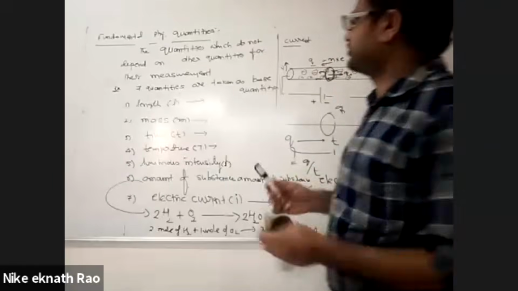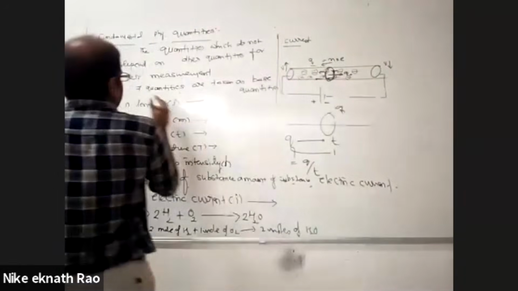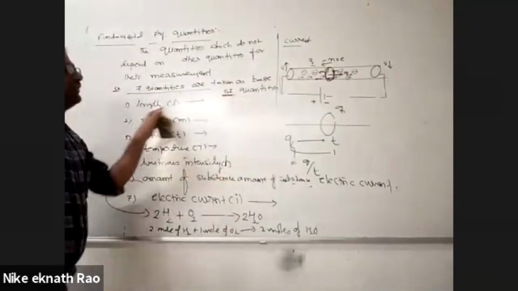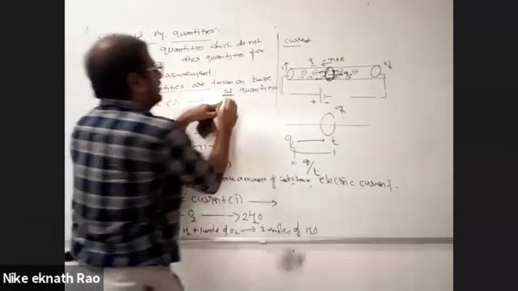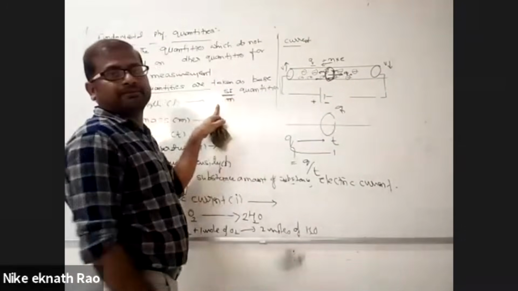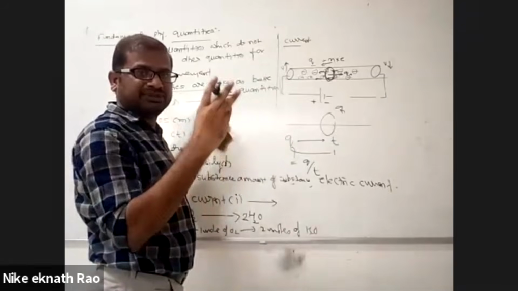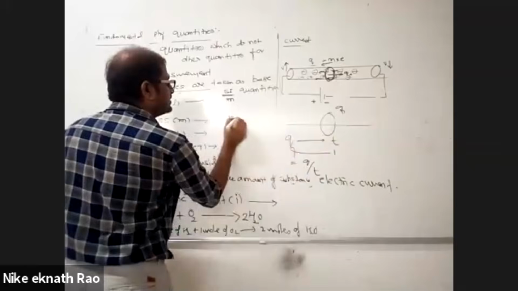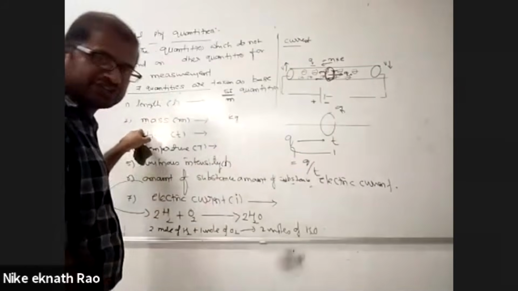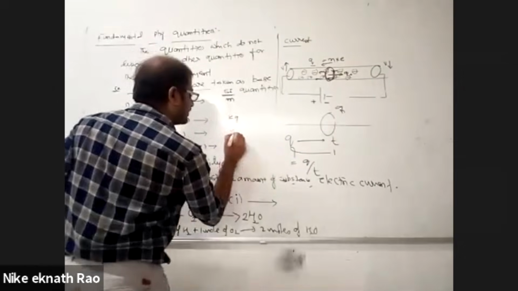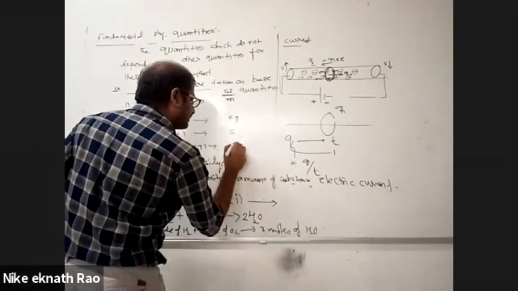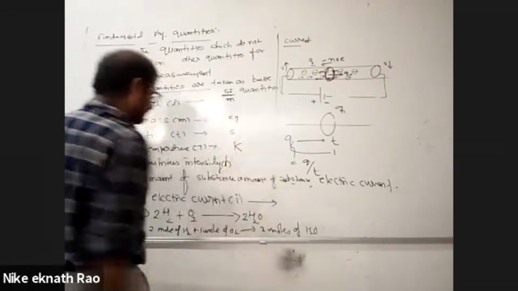Now, what is the unit in the SI system? Seven quantities, no? And the SI unit you can write down here. What is the unit of length in the SI system? Meter. Keep in mind, SI is an extension of MKS: meter, kilogram, second. Mass is in kilograms, kg. Time in seconds. Temperature in kelvin. Kelvin symbol is capital K.